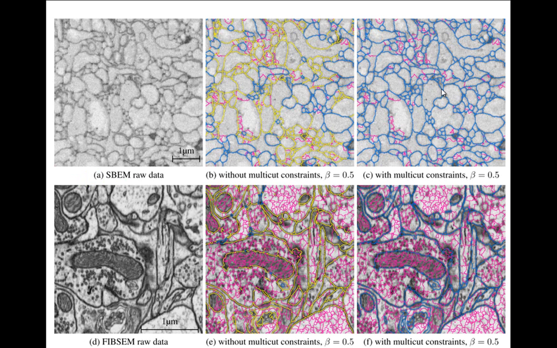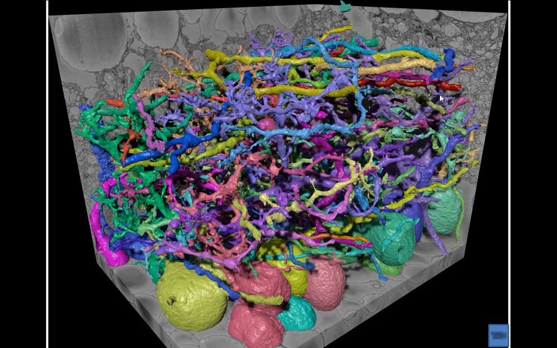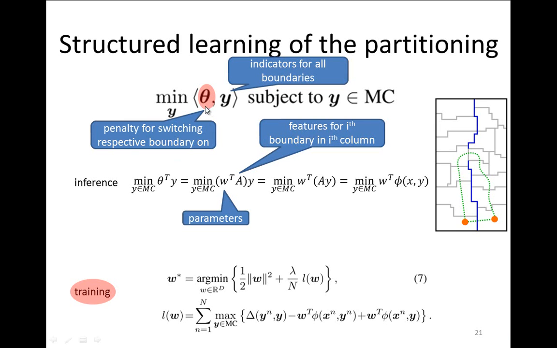And what I want to talk about now in the context of structured learning is how to find these parameter estimates, these penalties and rewards. So y, again, is a collection of all the indicators for all boundaries. Theta is a vector of all the penalties or rewards associated with having a boundary on. And so far, I pretended that theta was somehow just given. But now, really, we want to learn it in a structured fashion. And that we can do as follows.